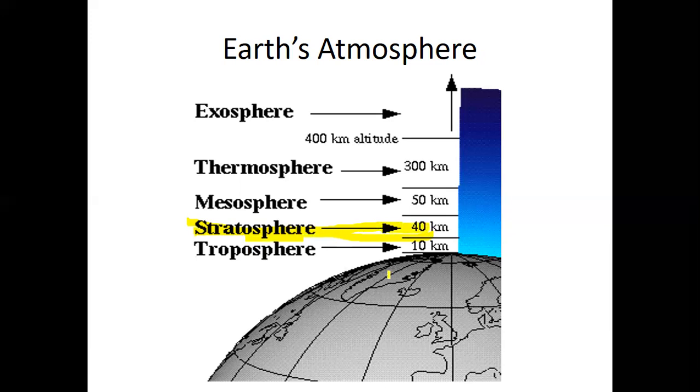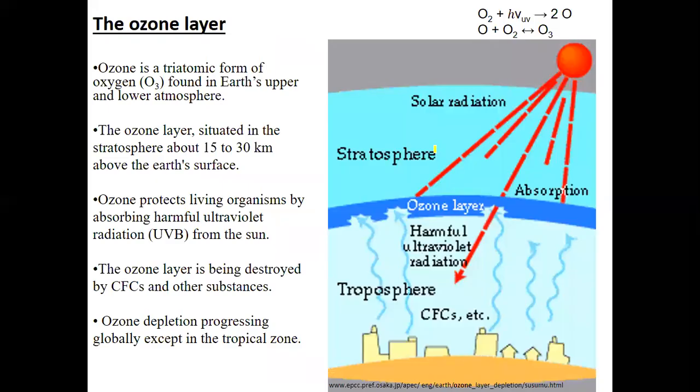The troposphere is the lowest layer of the atmosphere. Now, the ozone layer. Ozone is a triatomic form of oxygen. All of you know O3 is the formula of ozone. The ozone layer is situated in the stratosphere about 15 to 30 kilometers above the Earth's surface.